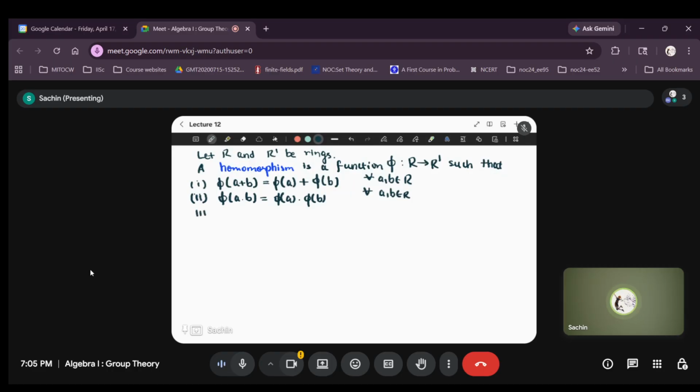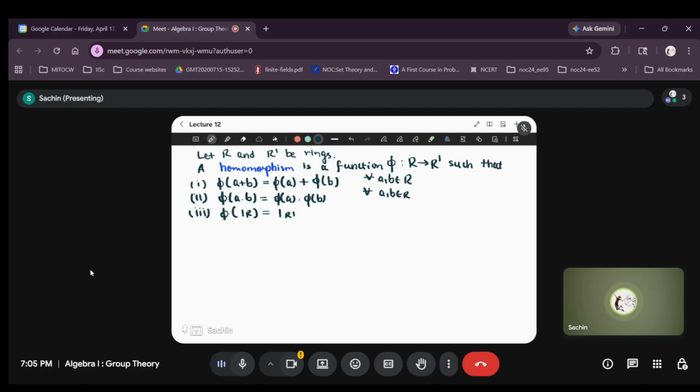But there is one additional condition when it comes to rings. And this condition is that phi of 1R is equal to 1R prime. 1 is the multiplicative identity. Instead of E, we will use 1 a lot of the time when it is multiplication. And when it is addition, we will use 0.